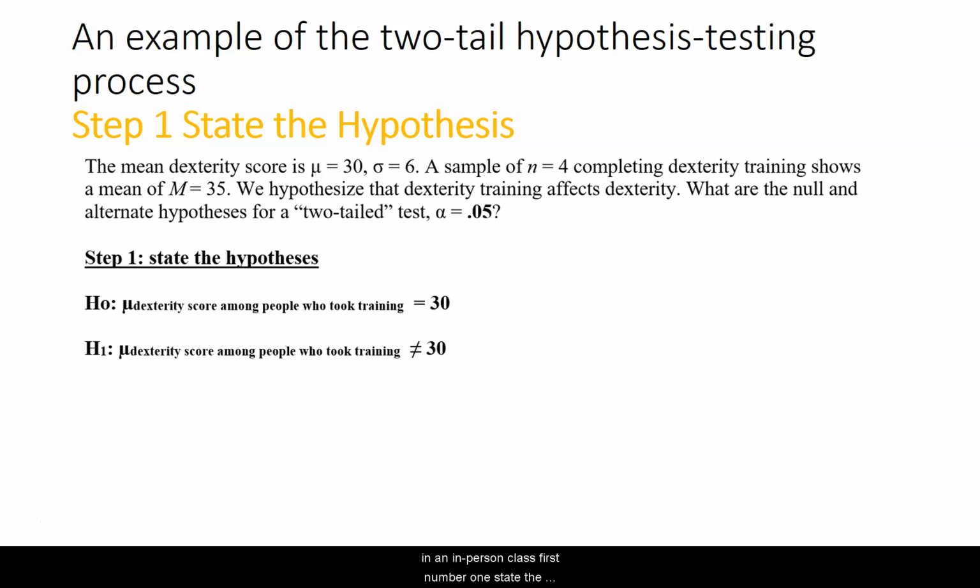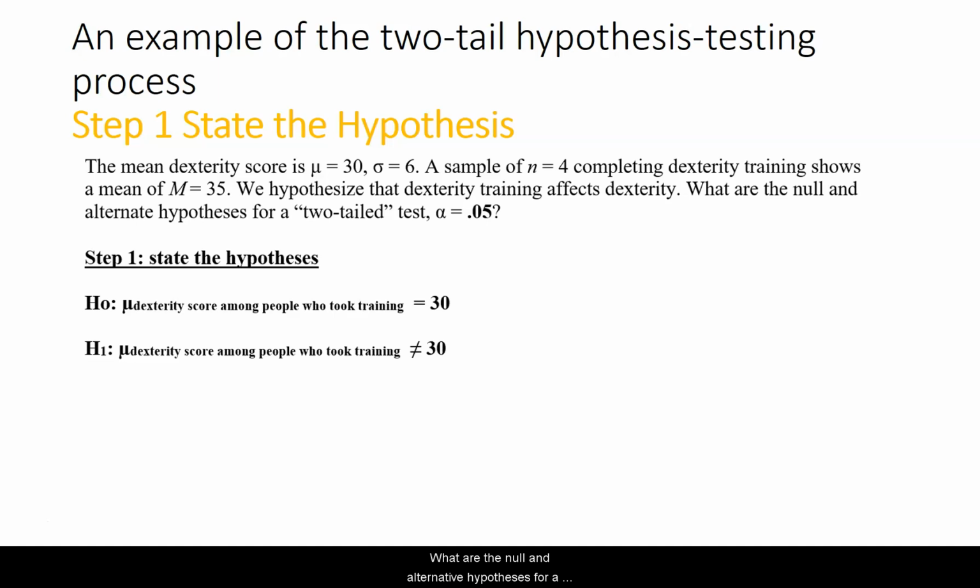For number 1, state the hypotheses. The mean dexterity score has a mean of 30 and a standard deviation of 6 for everyday schmoes, right? A sample of 4 that's completing some kind of dexterity training shows a mean of 35. Well, how about that? Right away, it appears that they've improved, although that wasn't specific to our hypothesis. We hypothesized that dexterity training affects dexterity. Now, when I say affects, that doesn't suggest improving or worsening. It just says affects, just like a two-tailed test would often reveal.